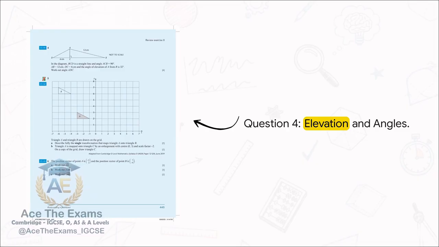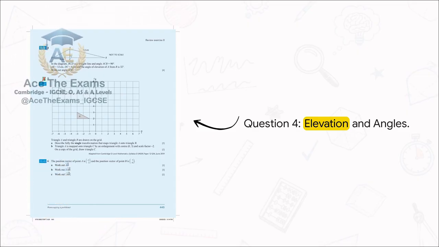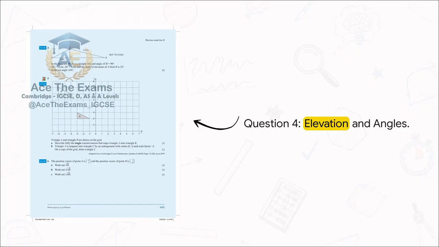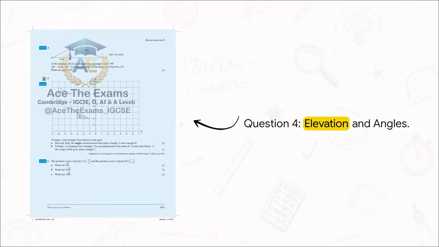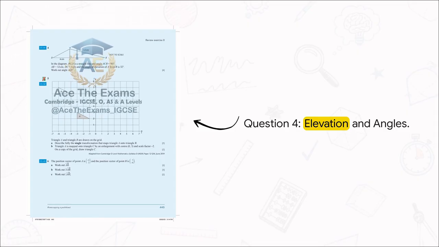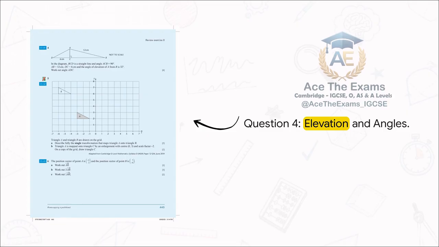At first glance, what is the core trick hidden in this diagram? I'll tell you. The trick is that BCD is a straight line, and the angle of elevation of A from B is 32 degrees. But look closely, where's the right angle? It's at C. The angle of elevation is measured from the horizontal. Since BCD is horizontal, the angle ABC is your 32 degrees.